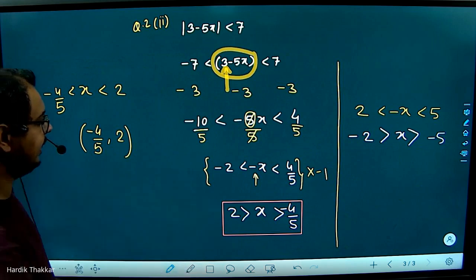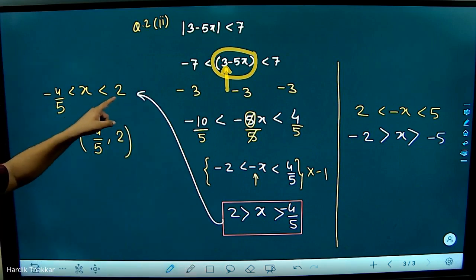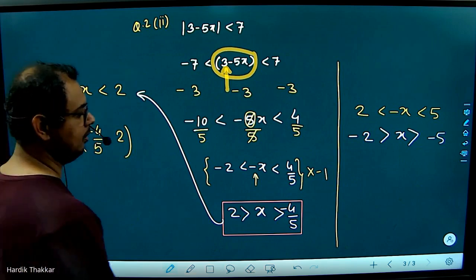So here it means x is greater than minus 4 by 5 and less than 2, and further we can write it like this. Is it clear? Yes, sir.